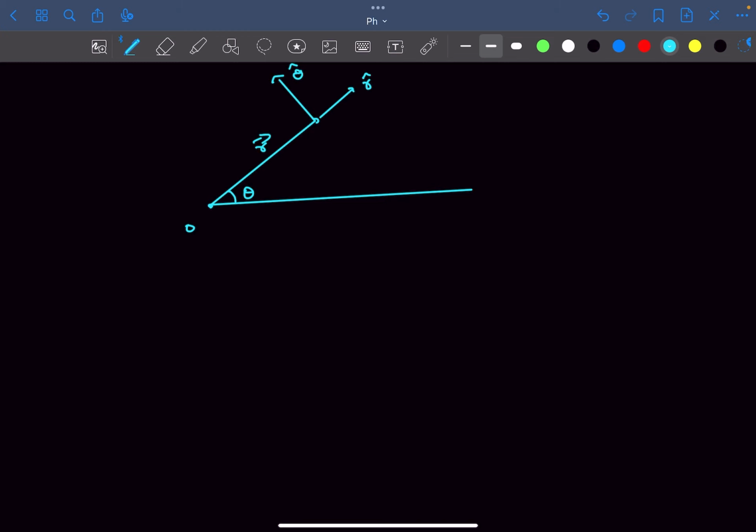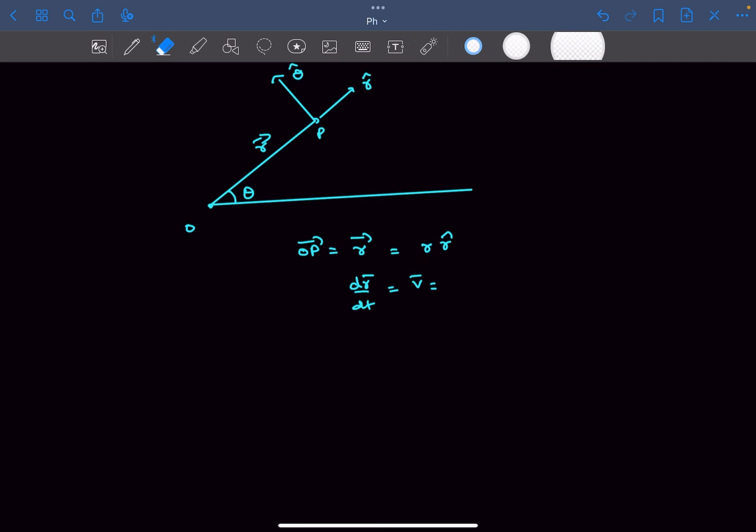Now, the position of the particle, you can call it OP, or you can say it's r vector. This is equal to the length of the vector, which is r, times its direction, which is r cap. Now if we want the velocity vector, we would have to differentiate the r vector. If we differentiate r, I'm going to call the time derivative of r as r dot, so we have r dot r cap.